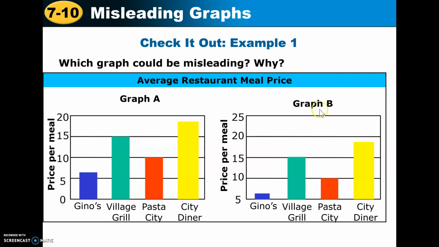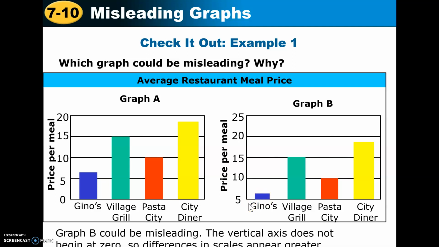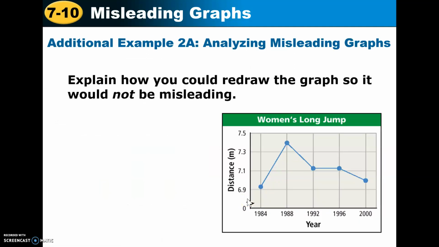So graph B is misleading because it doesn't start at 0 and there's no break. So it starts right at 5, so it makes it seem like this is really, really, really cheap. So graph B is misleading because the vertical axis doesn't start at 0, so the differences appear greater. Okay, so you could just say the scale doesn't start at 0 on the y-axis. Okay, how could this graph be misleading? Or how could you redraw this graph so it would not be misleading?